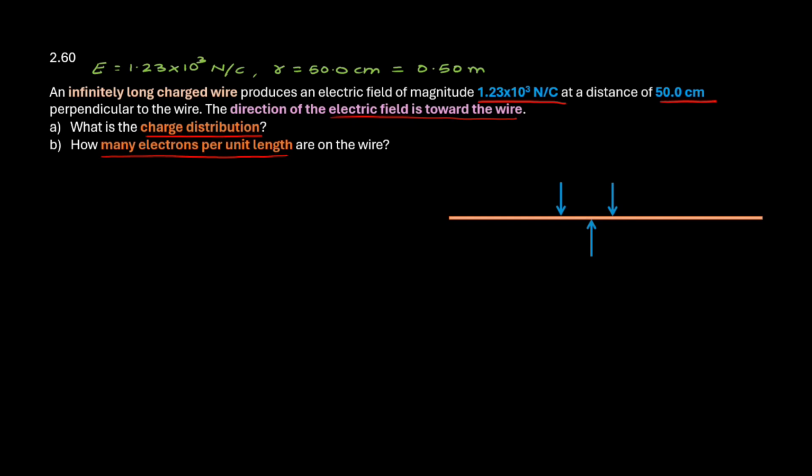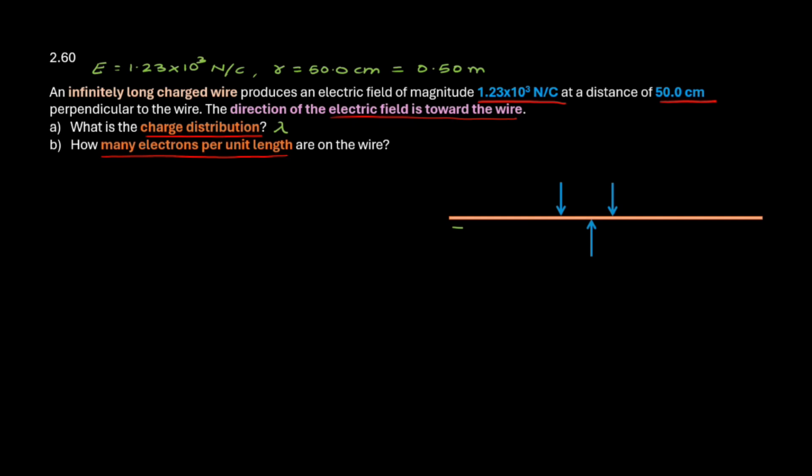And since the electric field is directed towards the wire, we understand that the charge on the wire has to be negative, because electric field begins from the positive charge, goes away from the positive charge, and ends on the negative charge. We need to find the charge distribution, that is lambda, for the wire. Since this is a long wire, it has linear charge density, and linear charge density here is lambda.